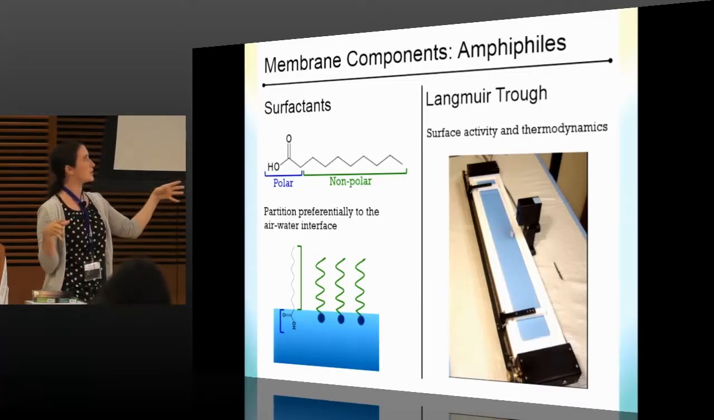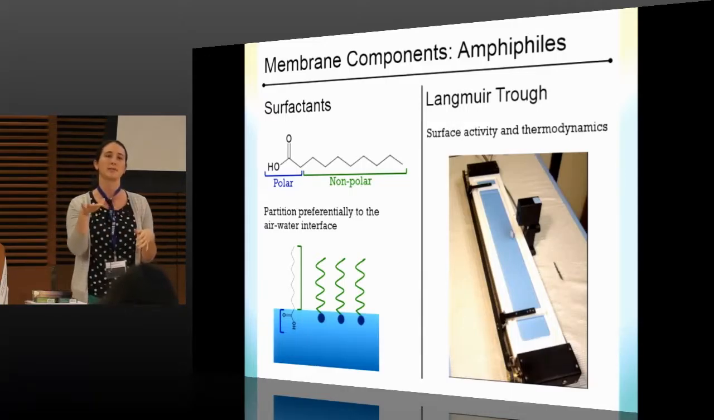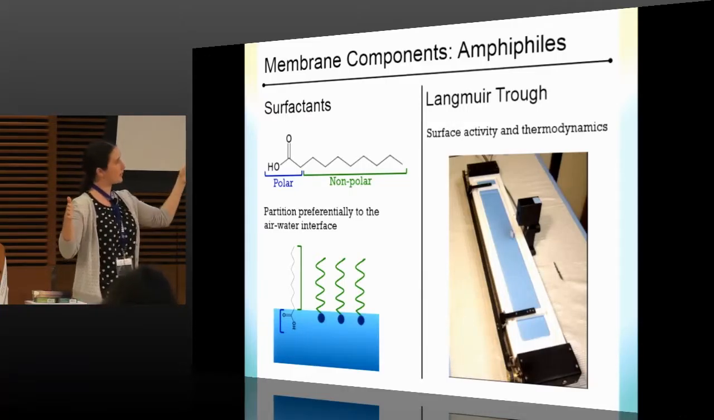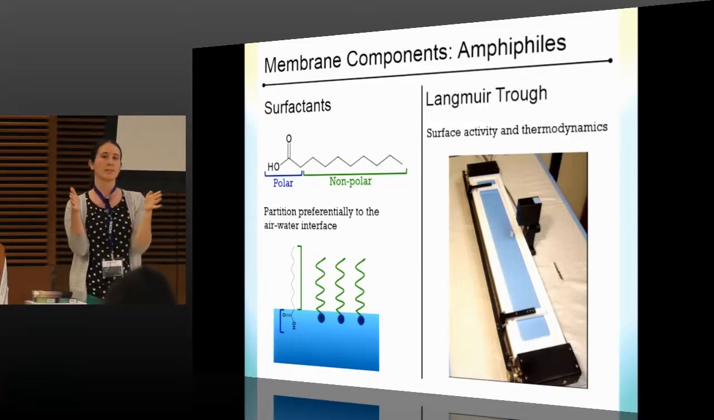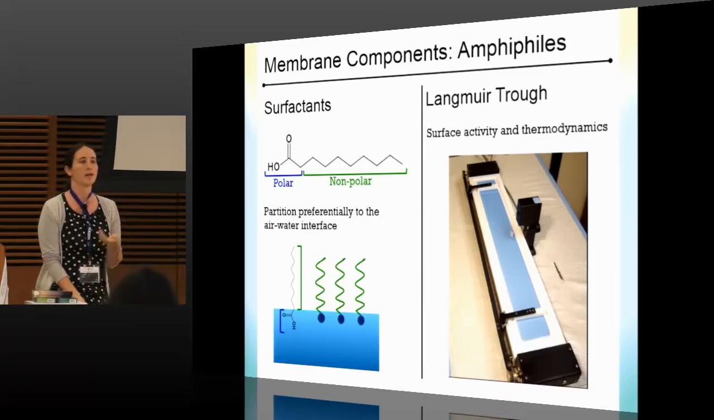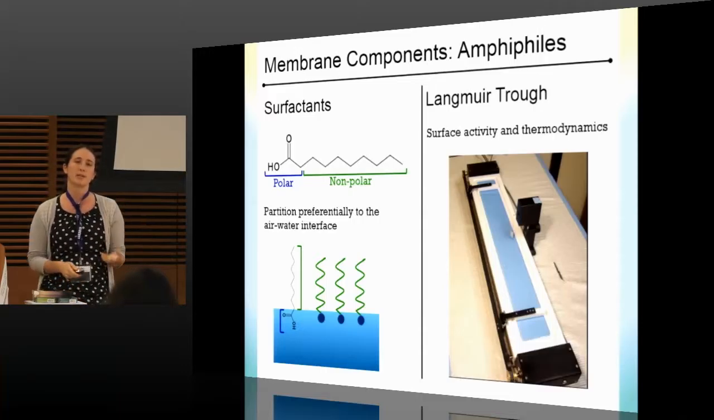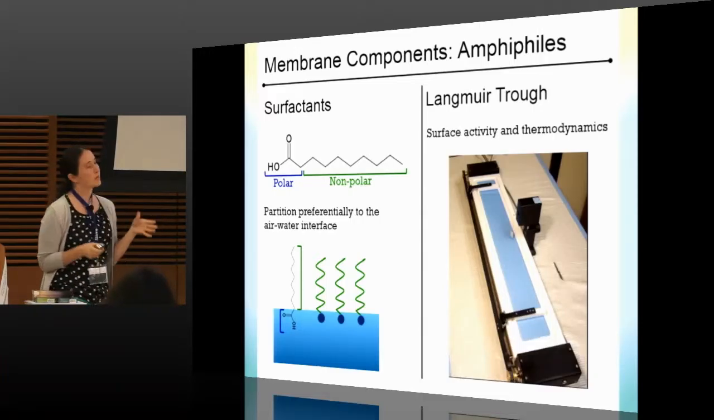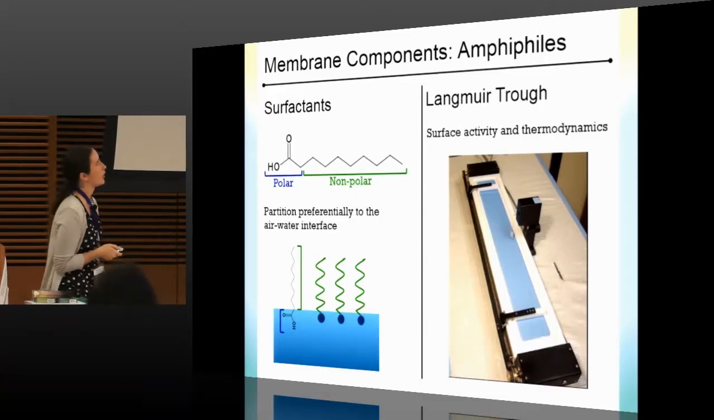You put an aqueous substrate down, and then you can deposit a monolayer of surfactant on top. And then you have these little Teflon barriers, and you can squeeze the monolayer on the top and measure the surface tension. And by doing that, you can get a lot of the surface thermodynamics and orientation of the packing of the membrane in sort of a two-dimensional sense. So that would be a monolayer.